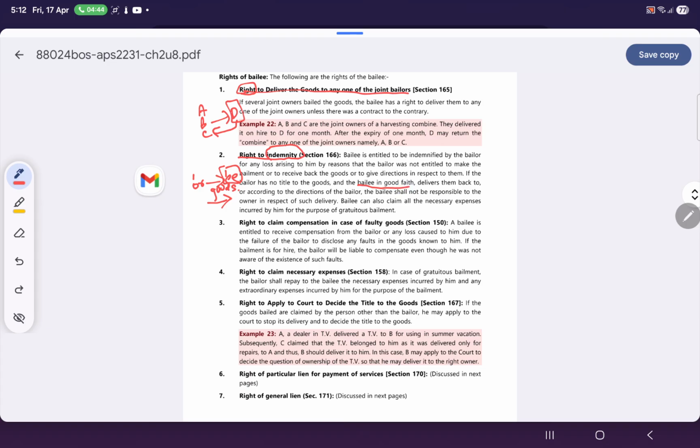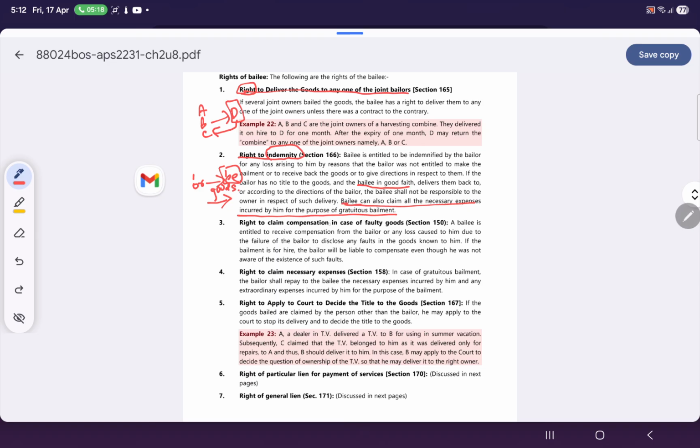But the bailee acted in good faith. The bailee didn't know that the bailor's title in goods was defective. The bailee can also claim necessary expenses incurred by him for the purpose of gratuitous bailment. When there is pre-termination of gratuitous bailment, as I told you, the bailor can get back the goods, and the bailee, due to pre-termination, incurs expenses. For that also, the bailee can get indemnified.